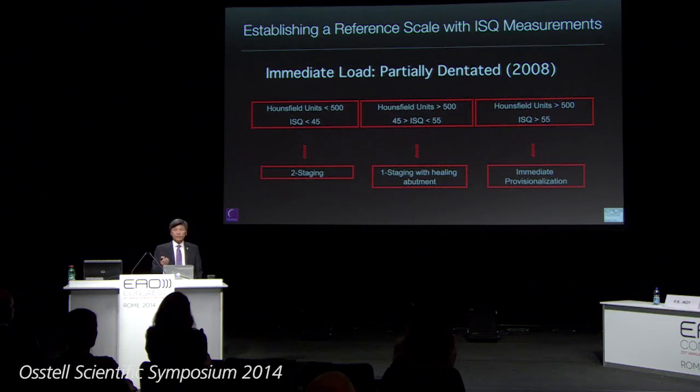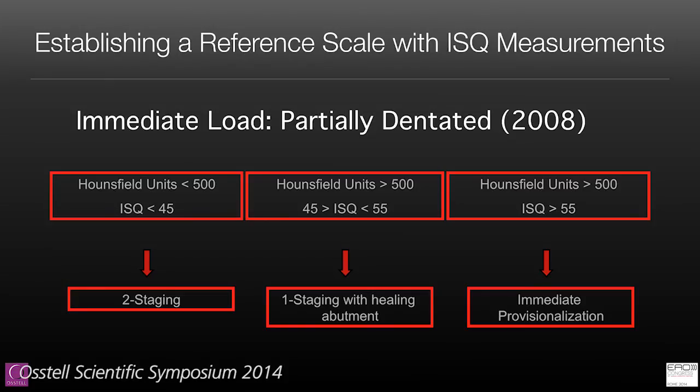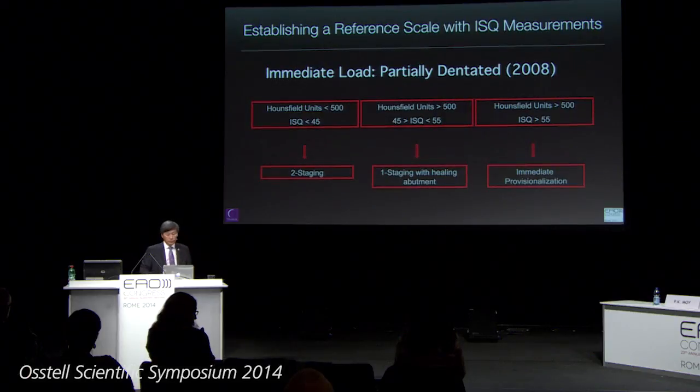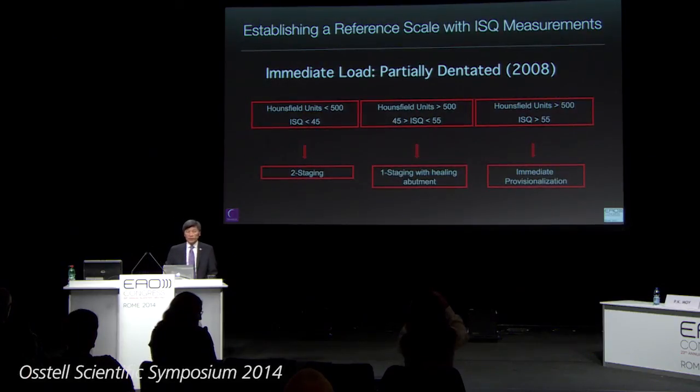With the partially dentated in 2008, we looked at ISQ values as well as the density measurements on our CT scans, because the majority of our partially dentated patients received CT scans, so we were able to measure the bone density. And so the combination of ISQ value and the bone density was used to determine whether we're going to go with two-stage, one-stage, or immediate load, or provisionalization.